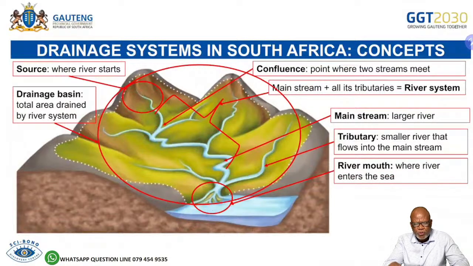Then we have another concept here. You have this concept where these two rivers are meeting. All these points where the rivers are meeting are called confluence. Confluence is a point where two streams meet. It can be a tributary meeting another tributary, or a tributary meeting a mainstream. So long as there's a joining of two streams, that point is called a confluence.